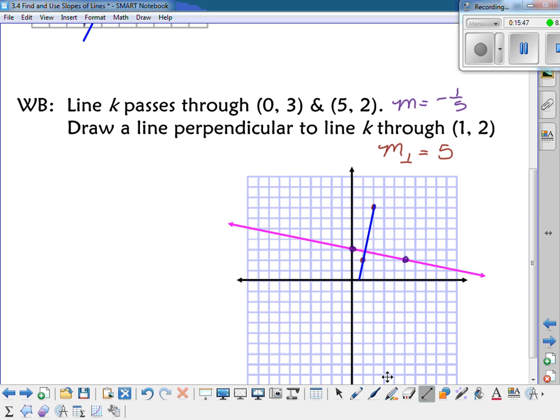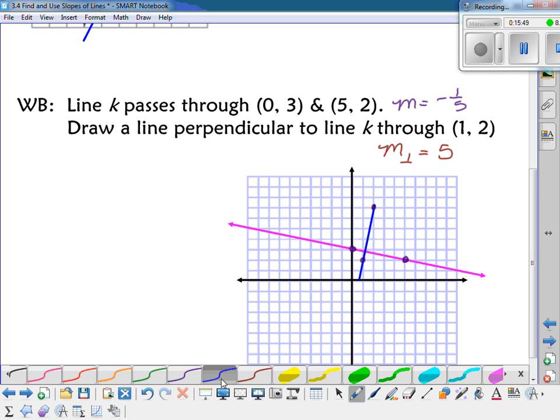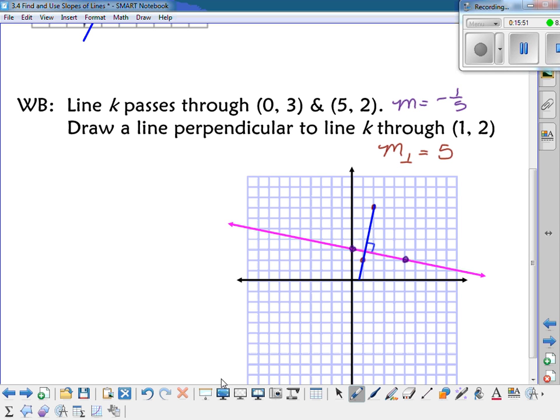And so there you have the line that's perpendicular to line K and goes through the point (1, 2).